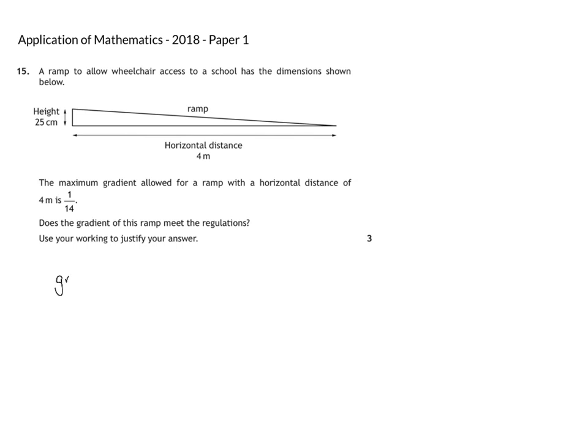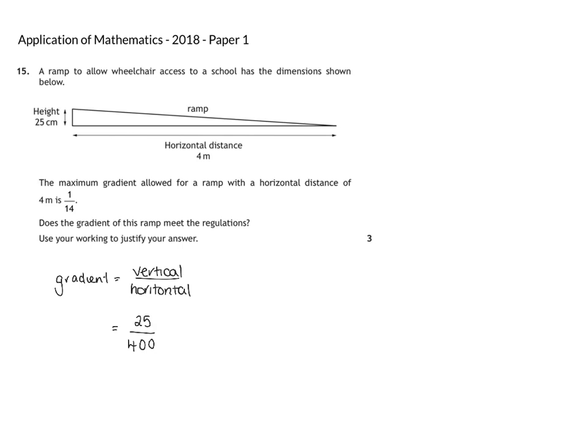So on our formula sheet we know that gradient is vertical distance over horizontal distance. Our vertical distance is up and down. If you struggle to remember, think about the horizon, and the horizon's along the way, so that is horizontal. So we have 25 centimeters there, and our horizontal is 4 meters. But our units need to be the same, so it is in fact 400.